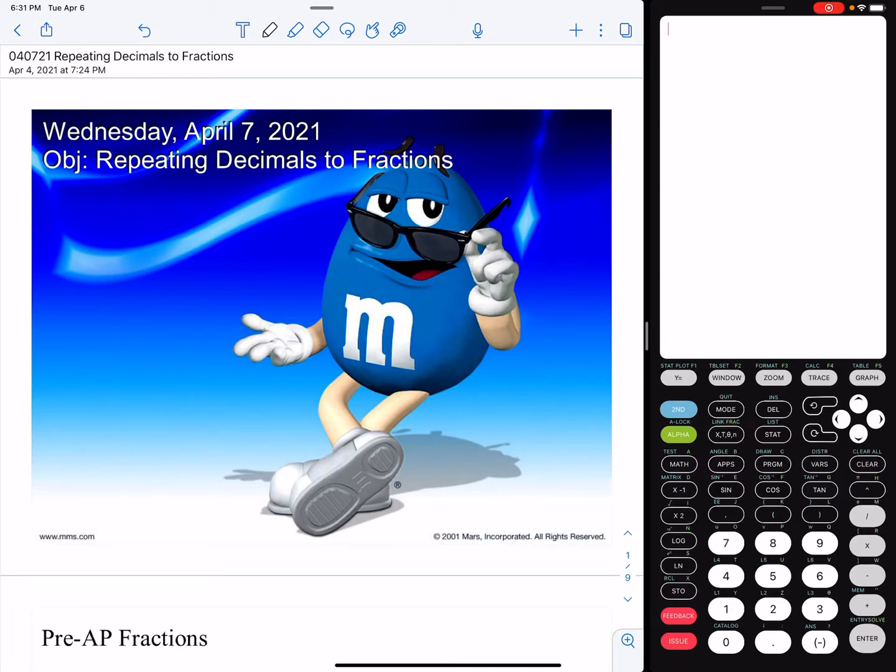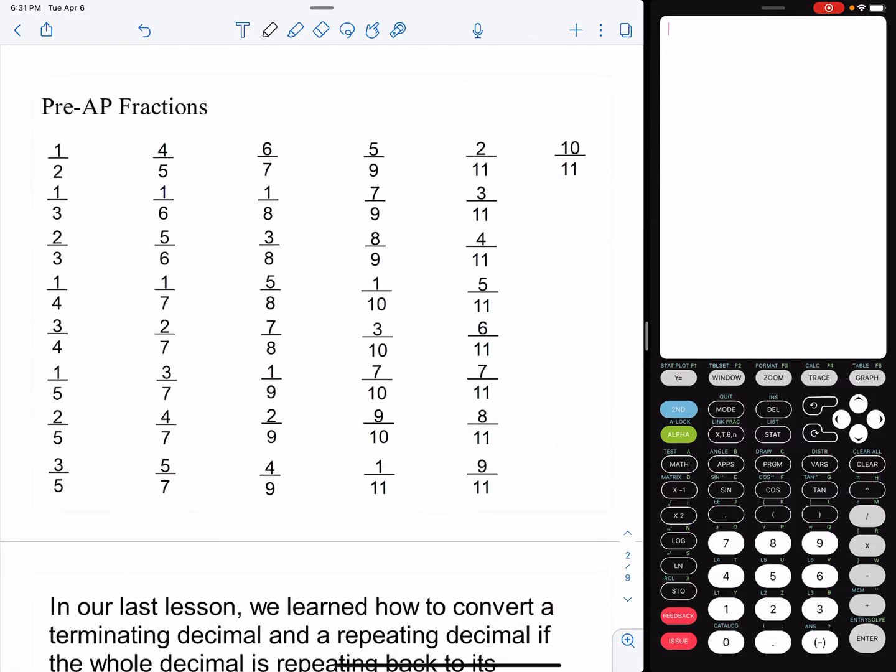Hello class. Today we're going to talk about repeating decimals to fractions, but this time only part of the decimal is going to repeat. Okay, so please make sure that you are continuing to study your fractions to decimals because we will be having a quiz over those in the not too distant future, kind of like next Tuesday.